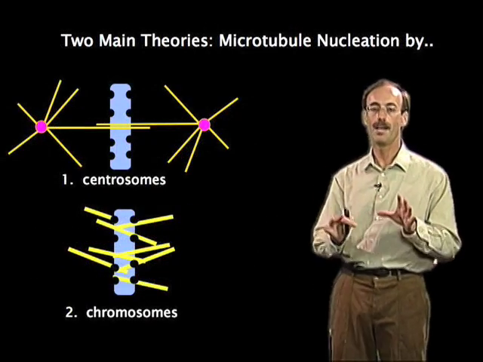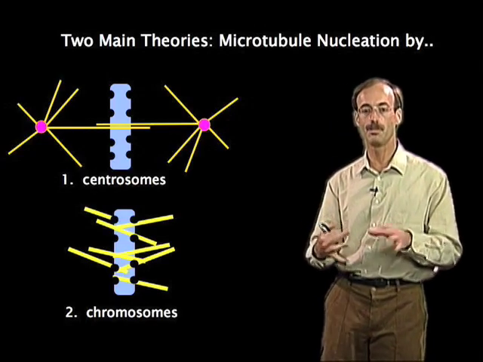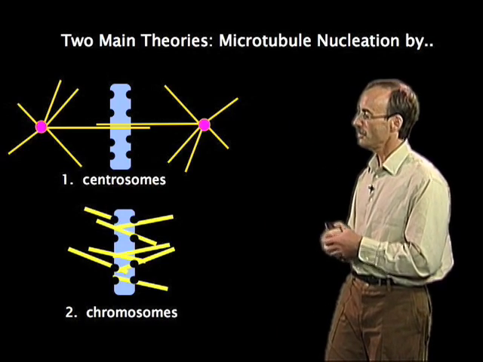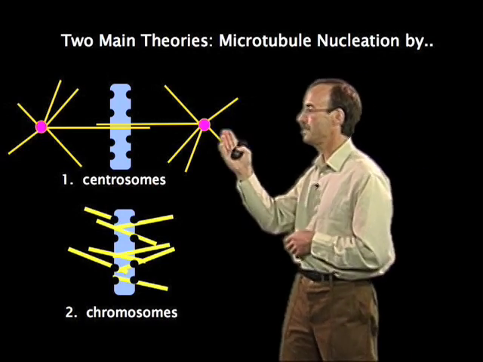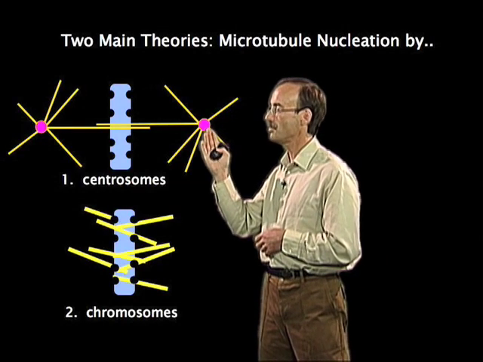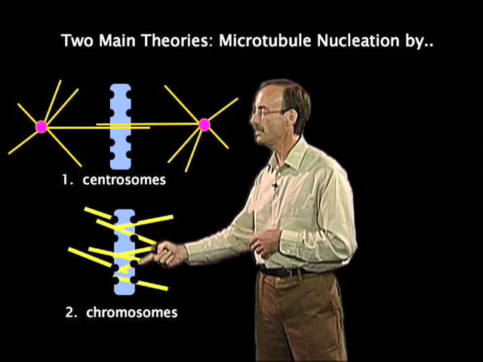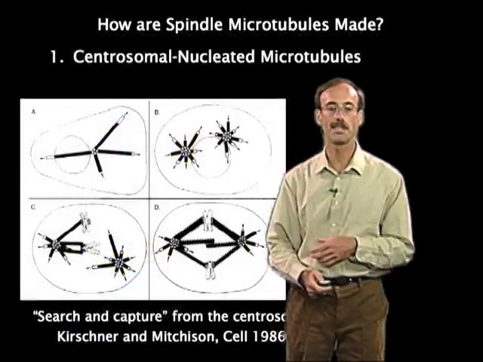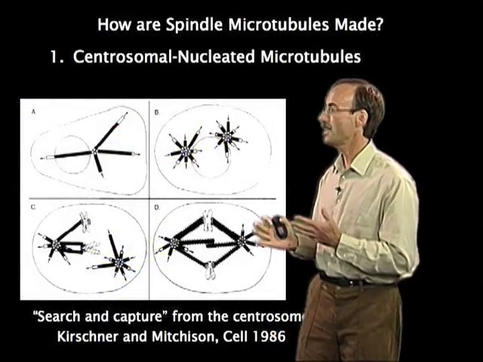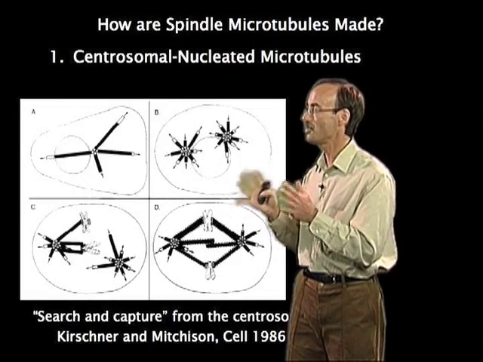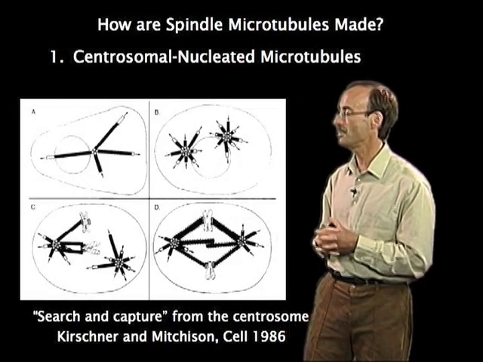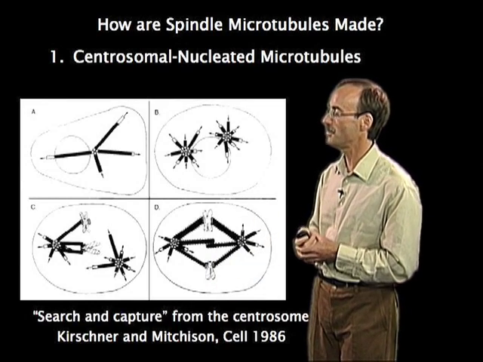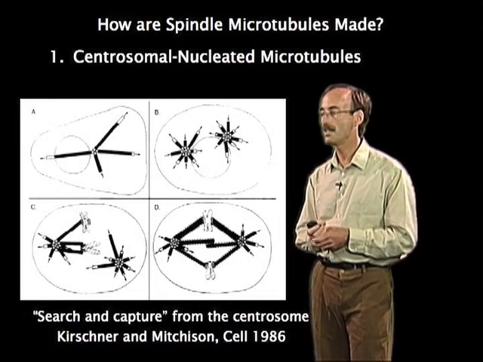So let me just tell you the conventional view that you'll read about in a textbook of how these microtubules form. There are two main ideas. One is that these microtubules emanate from centrosomes, and another is that microtubules are nucleated at the chromosomes themselves. This first mechanism, centrosome-nucleated microtubule nucleation, was really pioneered by Kirschner and Mitchison in the 1980s.